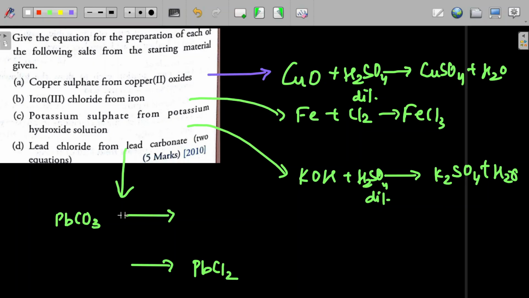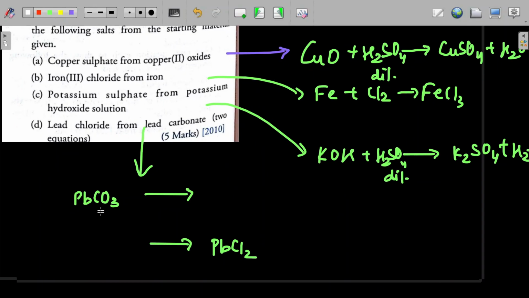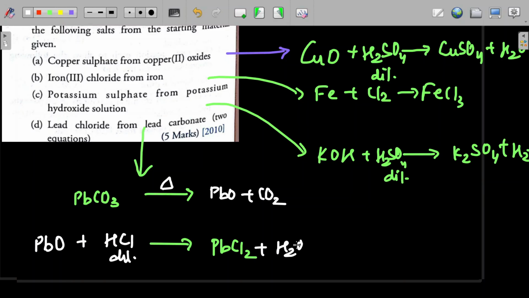Okay, so what will we do? PbO. No, no. Lead carbonate you have to take, but first you have to heat it, right? Okay, if you heat, what will happen? PbO plus CO2. So now you will take PbO plus HCl dilute. Very good. You can use this, no problem.